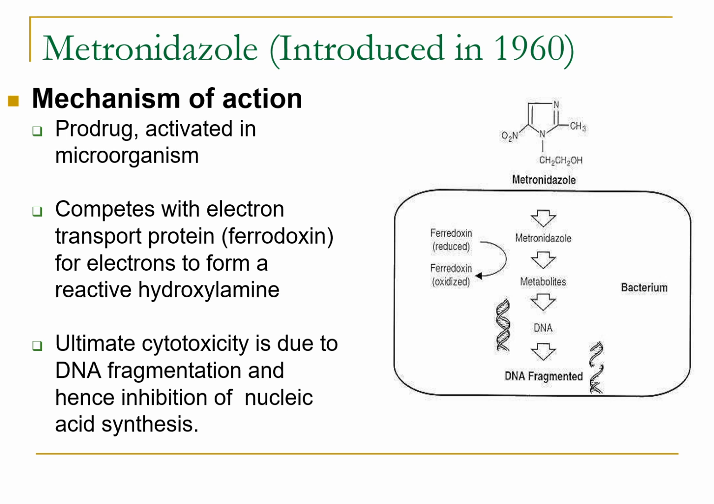Next is metronidazole. We got very excited when it was introduced in the 1960s because metronidazole is good for many protozoal infections, but also good for anaerobic bacteria. How does it work? It's a prodrug. It needs to be activated into a reactive hydroxylamine, and to do that, it really competes with the electron transport protein ferredoxin. And the active metabolite, and that is the hydroxylamine, ultimately is cytotoxic because it fragments DNA, and hence it inhibits further nucleic acid synthesis.